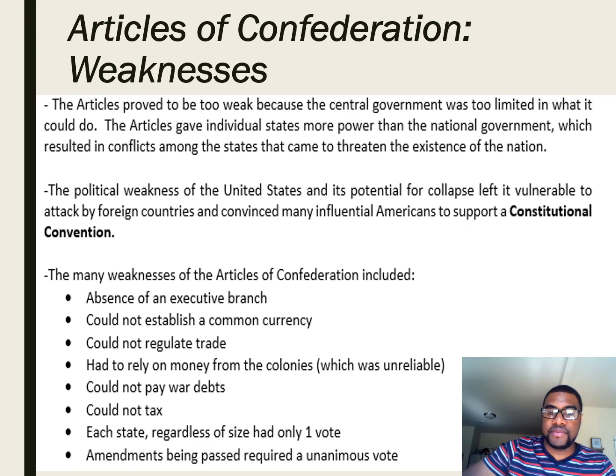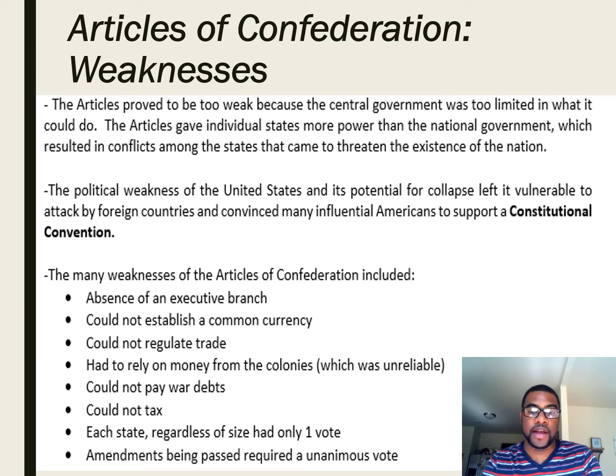The political weakness of the United States and its potential for collapse left it vulnerable to attack by foreign countries and convinced many influential Americans to support a constitutional convention. The many weaknesses of the Articles of Confederation include absence of an executive branch. They could not establish a common currency or money. They could not regulate trade. They had to rely on money from the colonies, which was unreliable. They could not pay war debts. They could not tax. Each state, regardless of size, only had one vote.